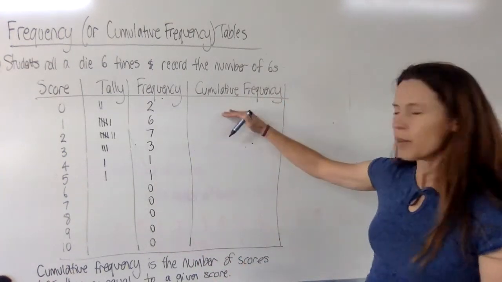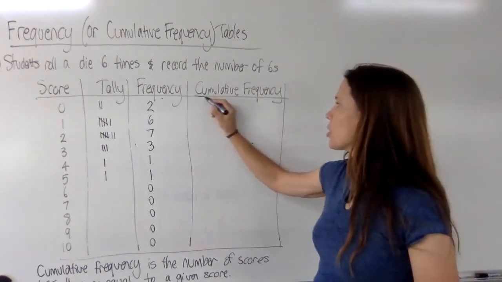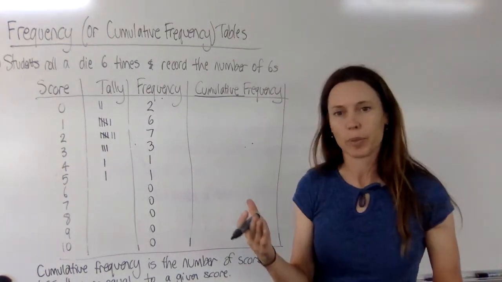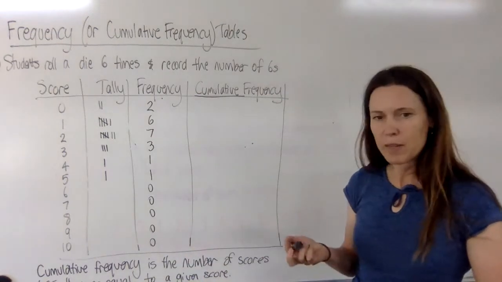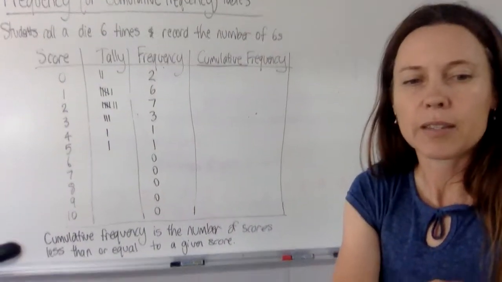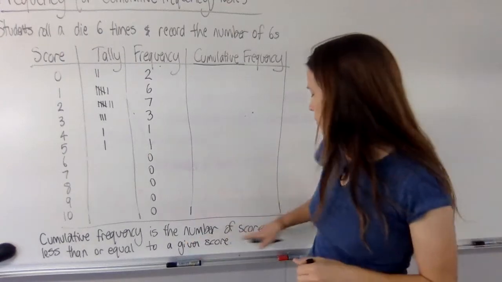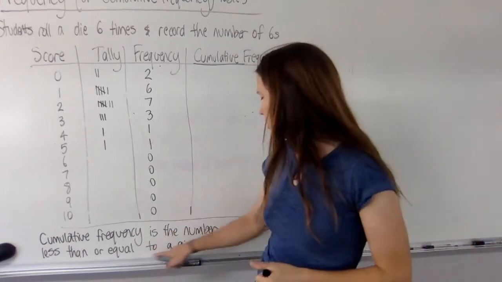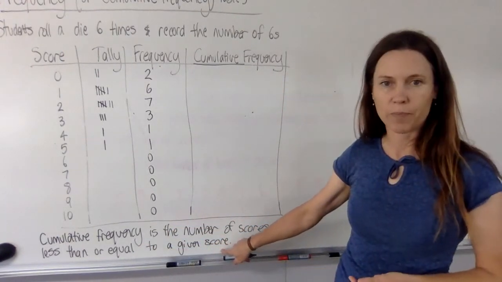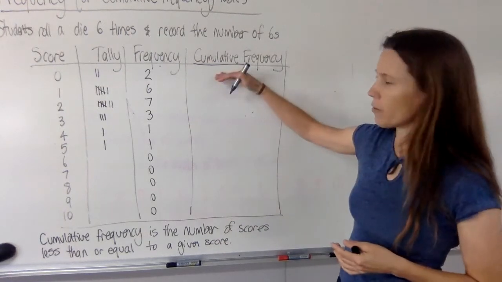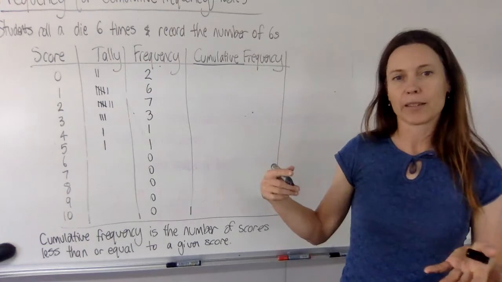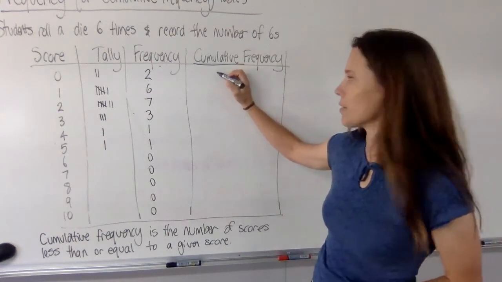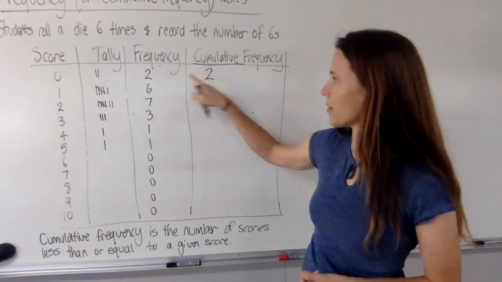All right, cumulative frequency. This word cumulative means adding up. So the cumulative frequency, and I've got a definition down the bottom here that you should write down, says cumulative frequency is the number of scores less than or equal to a given score. So when we're saying what's the cumulative frequency of 0, that's a way of saying how many people got 0 or less. Well, obviously you can't get less than 0, so we start with 2. It's exactly the same number.